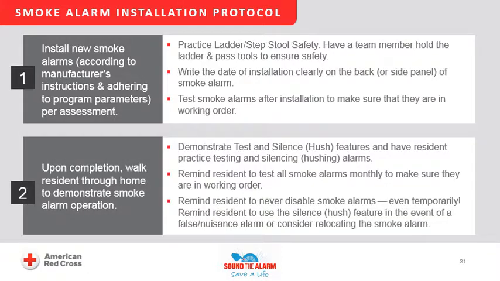2. Upon completion, walk resident through home to demonstrate smoke alarm operation. Demonstrate test and silence, hush features, and have resident practice testing and silencing, hushing alarms. Remind resident to test all smoke alarms monthly to make sure that they are in working order. Remind resident to never disable smoke alarms, even temporarily. Remind resident to use the silence hush feature in the event of a false nuisance alarm. Never disable smoke alarms, even temporarily, because then they would not be able to provide a life-saving alert in the event of a home fire. If the resident experiences frequent false nuisance alarms, they should consider relocating the unit to another location.